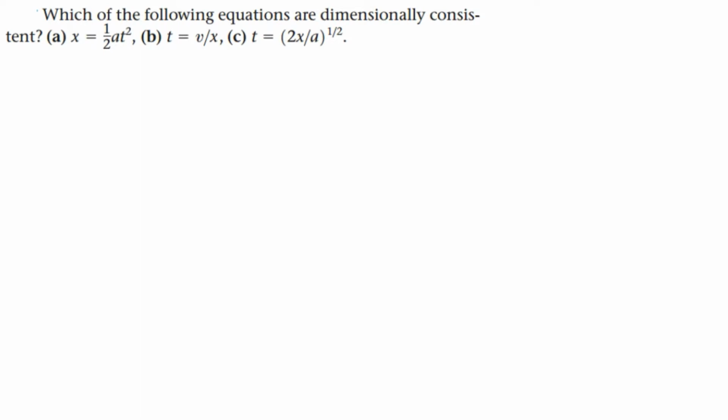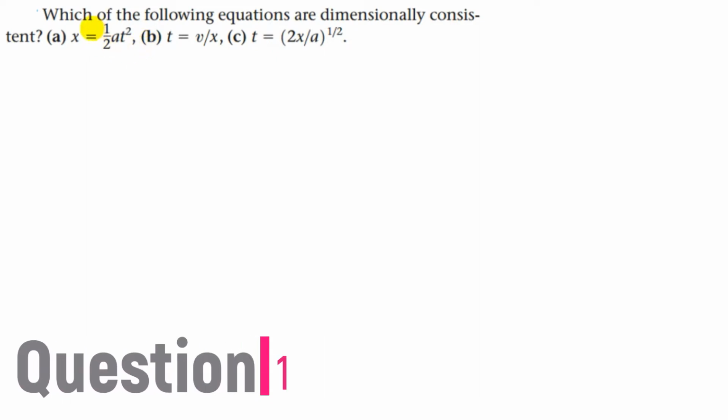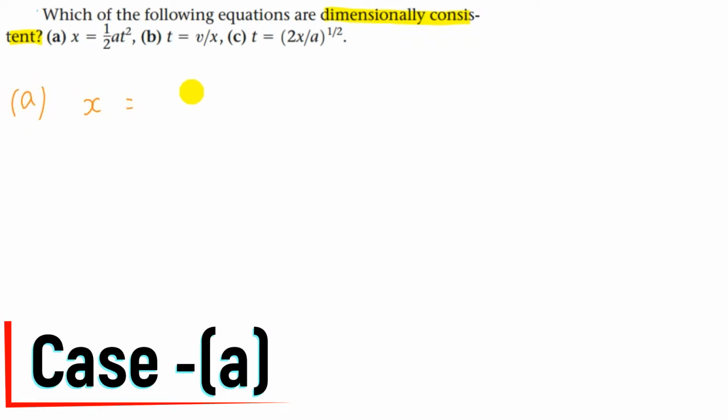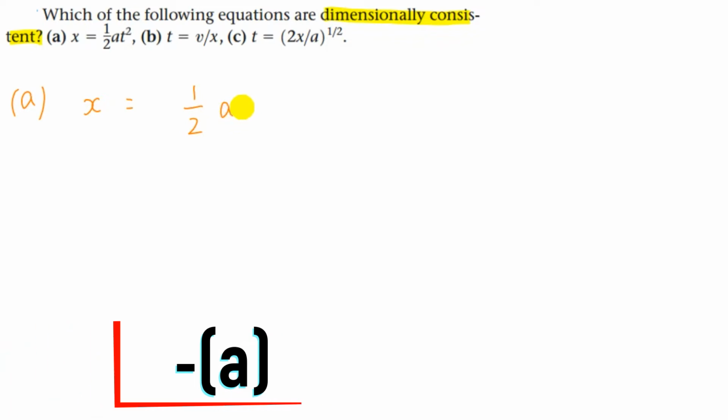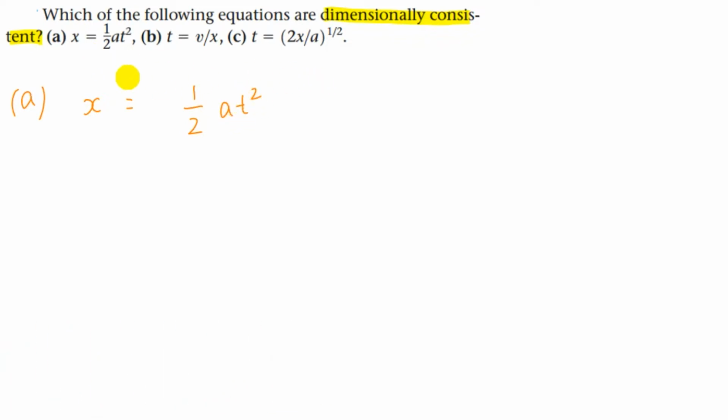Now the next 5 questions will be based on dimensional analysis, and this is the first question. In this question they are asking which of the following given equations are dimensionally consistent. So we have to see whether these equations are dimensionally consistent or not. We're going to discuss the first one, which is x equals 1 over 2 a t square. Now here you should know that x represents distance, a is acceleration, t is time.